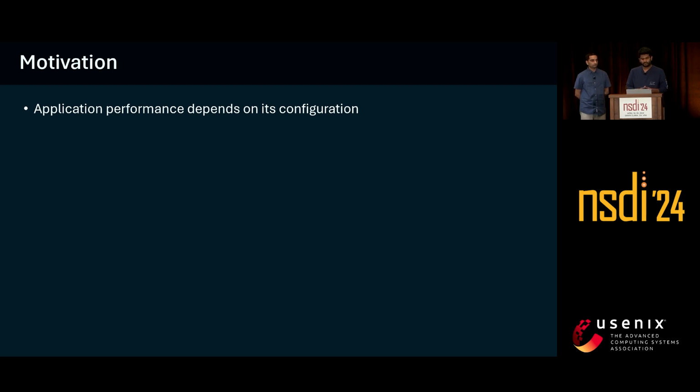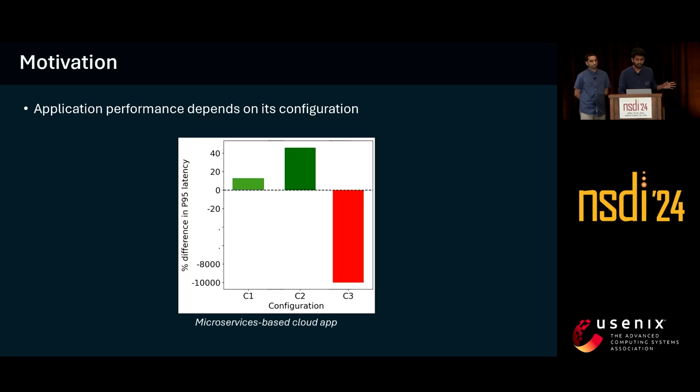The application configuration plays a crucial role in determining its performance. While a good configuration can improve the app's performance, a bad one can make it significantly worse. For example, while benchmarking a microservice-based cloud application, we observed that while good configurations improved the P95 latency by up to 40%, a bad configuration increased the P95 latency by about 100x.